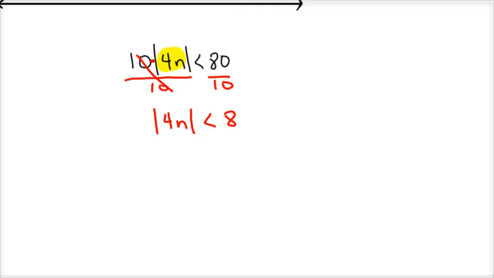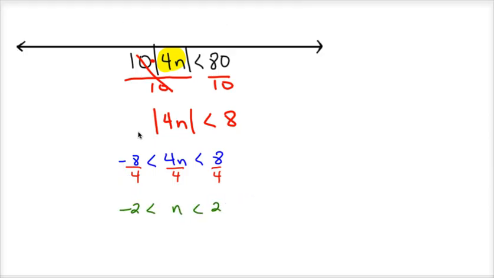All right, so here's my part where I split this up. I can say 4n is less than 8 and greater than negative 8 on both sides. Divide both sides by 4. And here I have negative 2 is less than n, which is less than 2. All right, piece of cake.